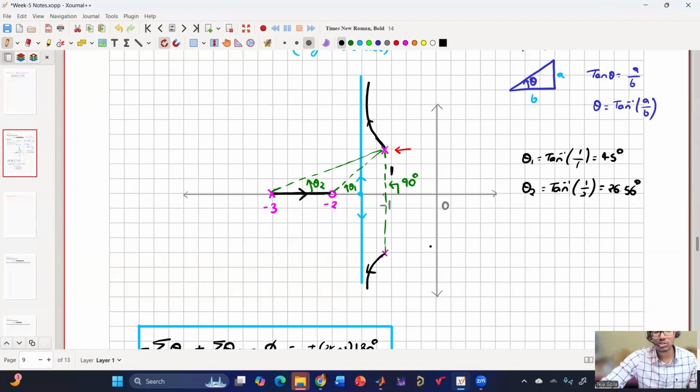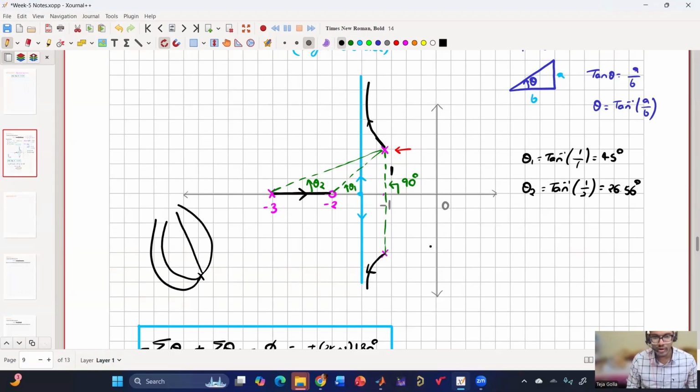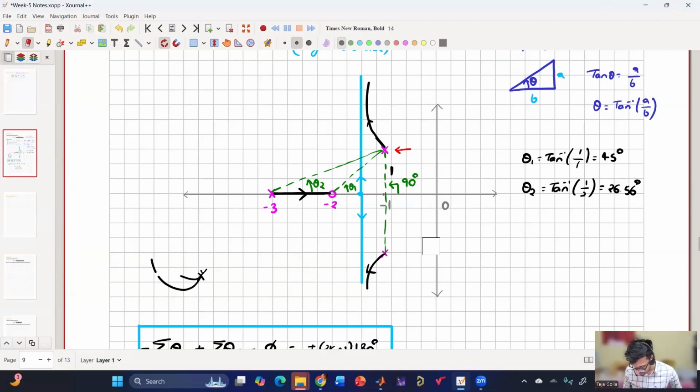So this is to be precise, because how will I know? Say this point is there. It can go like this, it can go like this, it can go like this. So how do I know in what direction it is going? For that, we have to calculate the angle of departure as well as the angle of arrival if needed. That's why we have done this calculation, to check how it is moving.